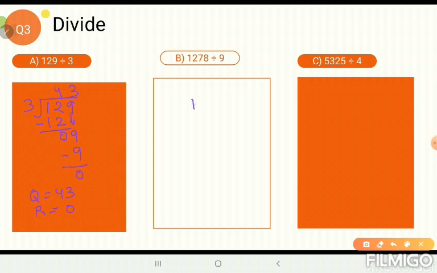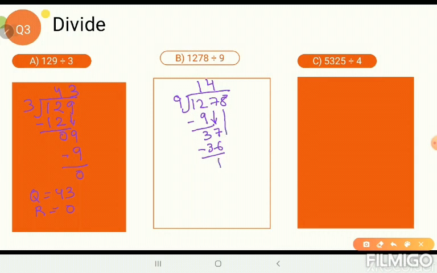Next question, 1278 I have to divide by 9. Now 1 is not possible to divide by 9, so I take 12. So either 12 or less than 12 in 9 table is 1 time. 9 ones are 9. Now I subtract this. So 12 minus 9 is 3. Bring down the next number, that is 7. Okay. Now 37 or less than 37 which goes in 9 table is 36. 9 fours is 36. Subtract, 37 minus 36 will be 1.